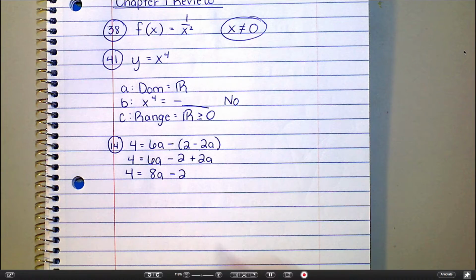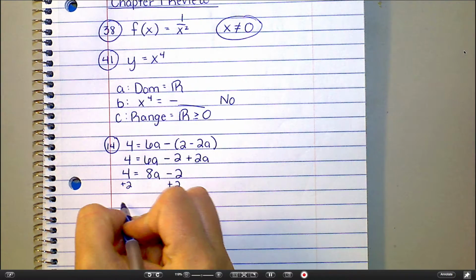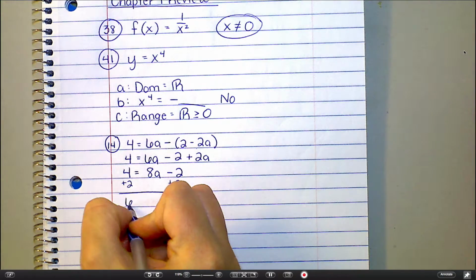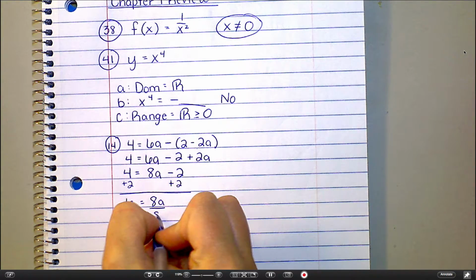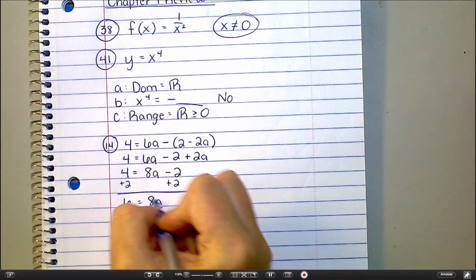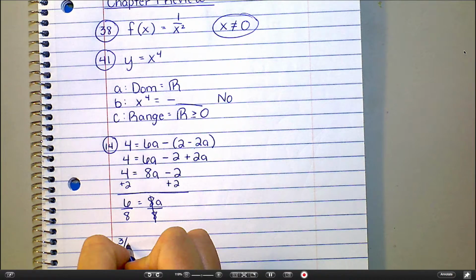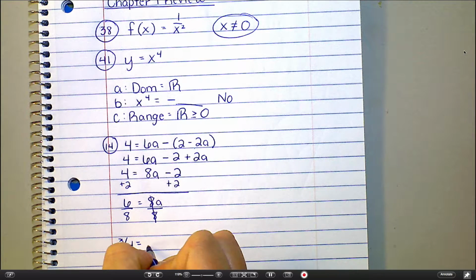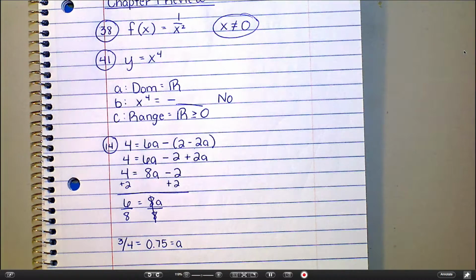And then from here, I'm sure you guys are okay, but let's add 2, add 2. We get 6 equals 8a. Divide by 8, divide by 8. Kind of a weird answer. It's 3/4. 6/8 reduces to 3/4, or it's 0.75. Either one of those would be okay. Good?